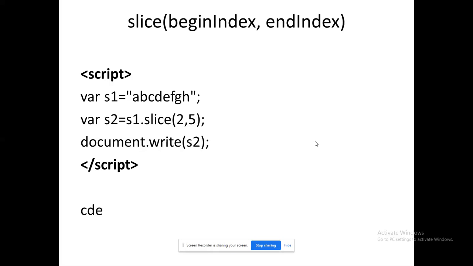Slice is something interesting. They have given a string slice of 2 comma 5. 2 is the beginning index, 5 is the ending index. The characters available between these indexes will be displayed. A is 0, B is 1, C is 2, so from 2, 3, 4. It is going to eliminate the last one. So CDE will be printed. That's the idea of slice.